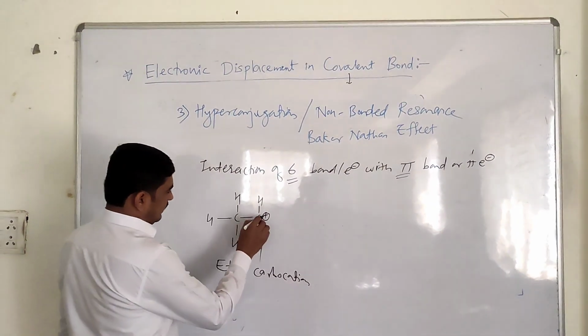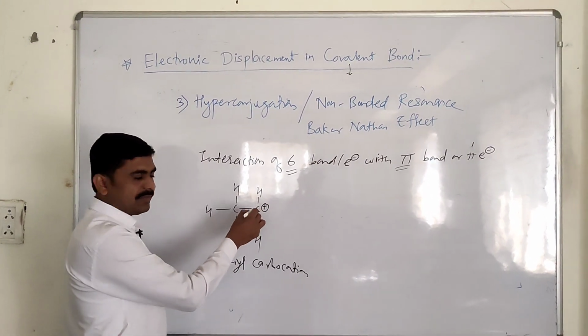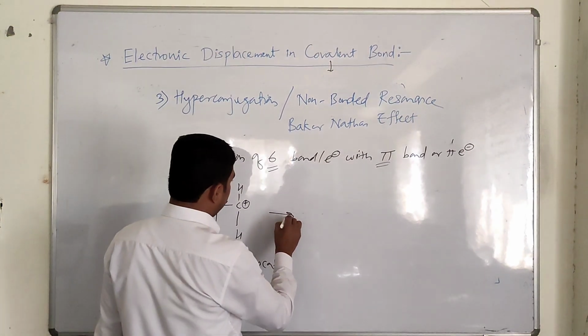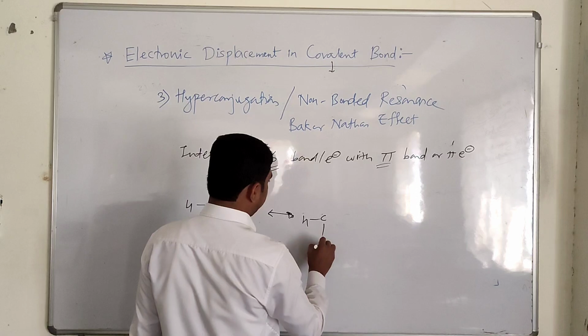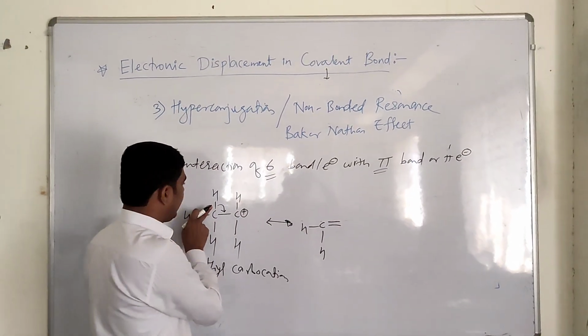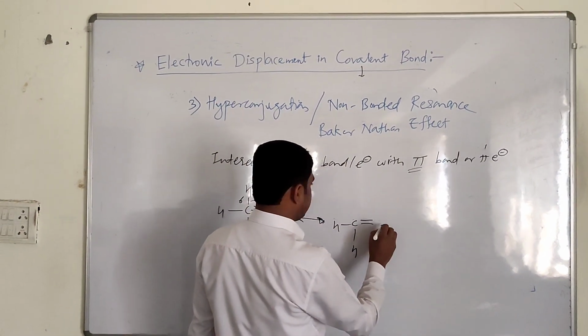So what happened here? Here is a positive charge. Therefore, this carbon is electron deficient. Therefore, electron transfer takes place at this position, and we will get the structure like this one. Hydrogen remains as it is, and here is a double bond. This sigma bond is transferred over here, and here is the double bond.